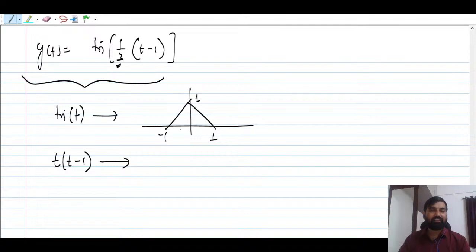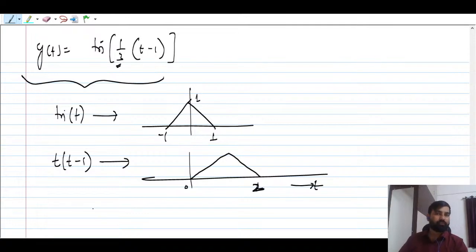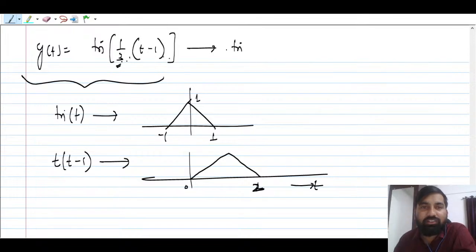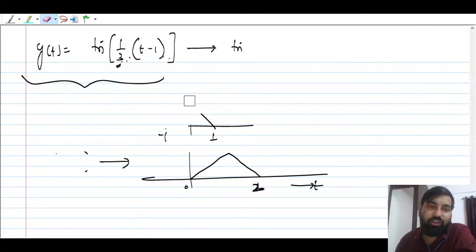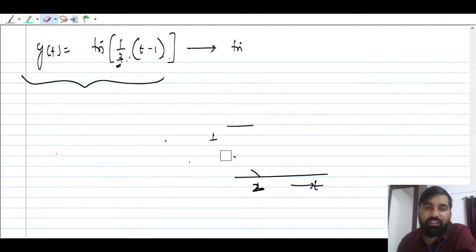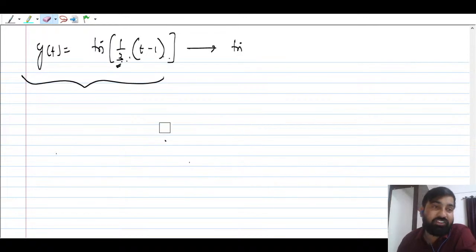So let me shift this. If you are going to shift, what will come? You add here, so the situation will be like this: it is 0, then 1, 2. But in this situation the 1 by 3 is common to all, you have to remember this. So first of all you can write this as triangular. This is the normal thing that I am doing, but you should know the triangular of t, that's it. If you know the triangular of t, you can find this. You have to sketch.